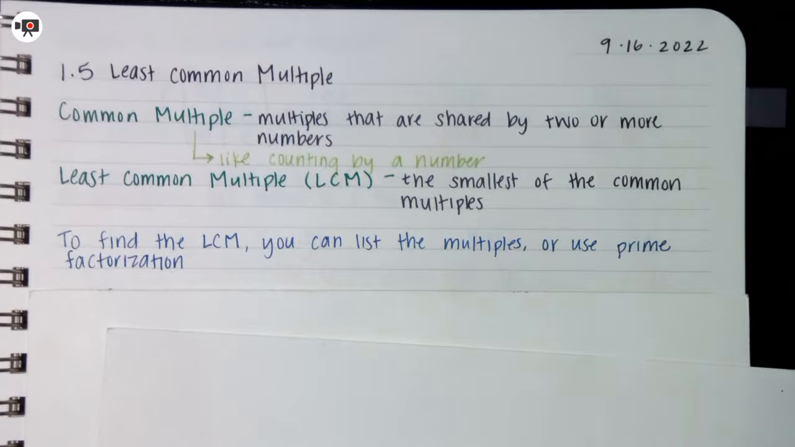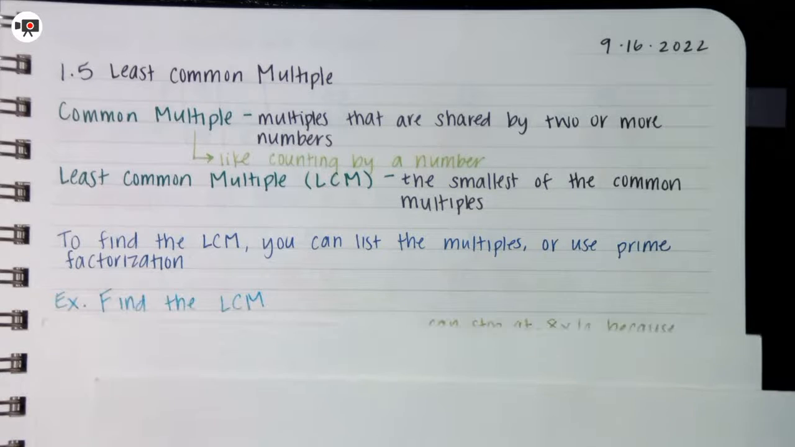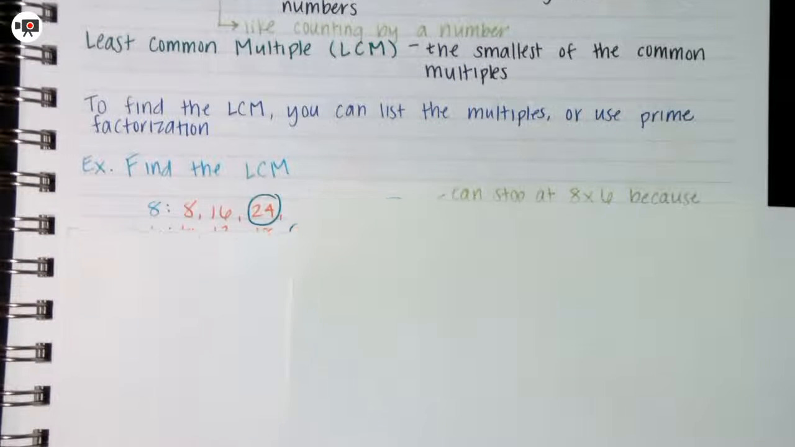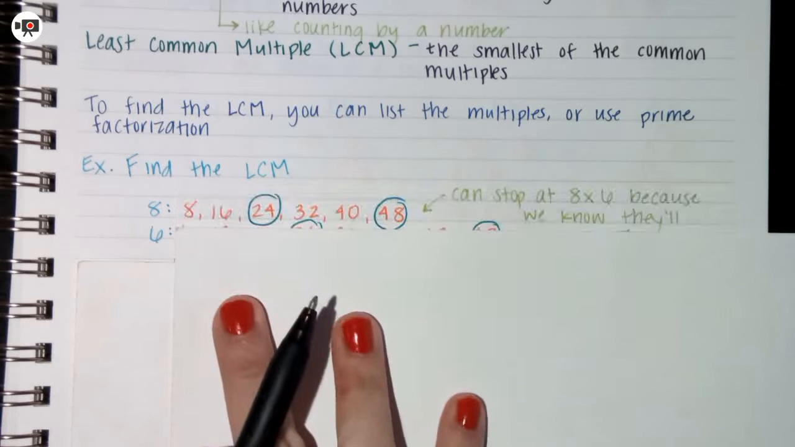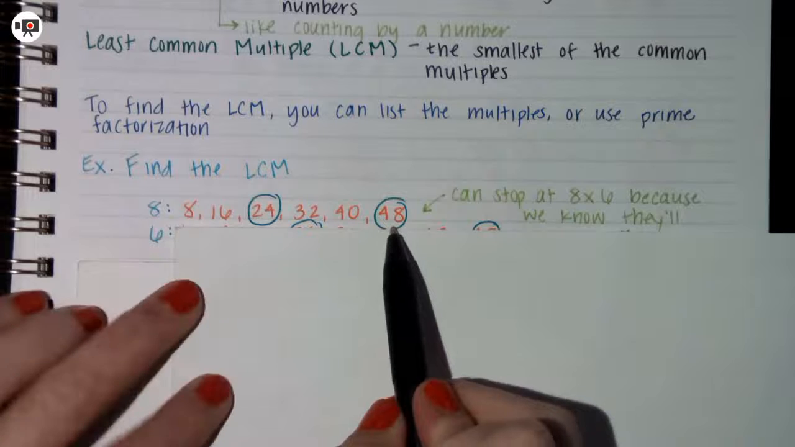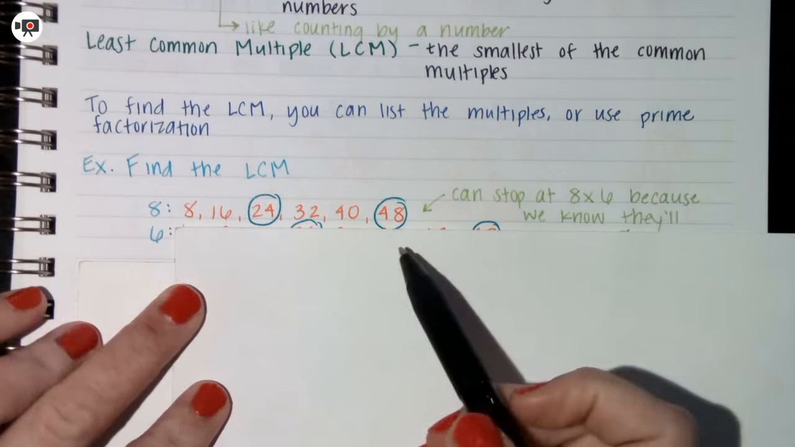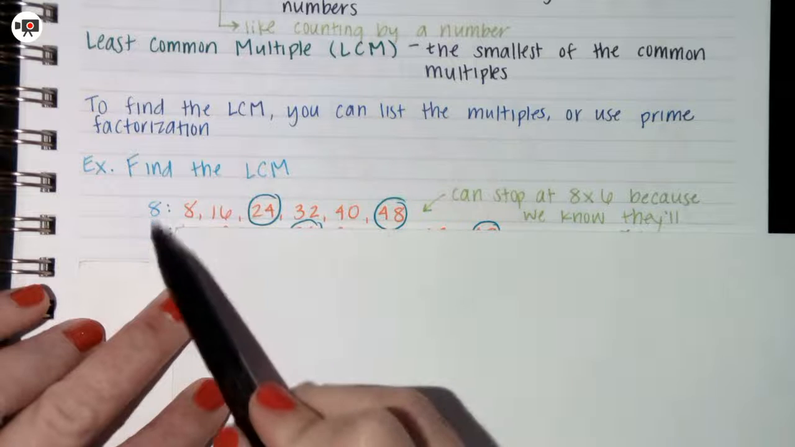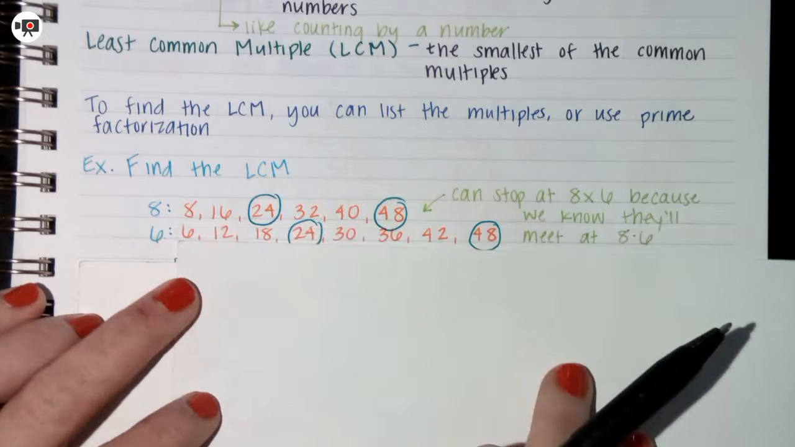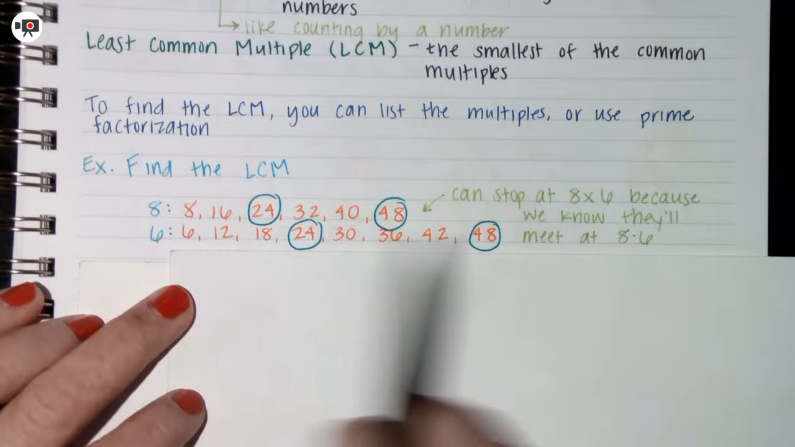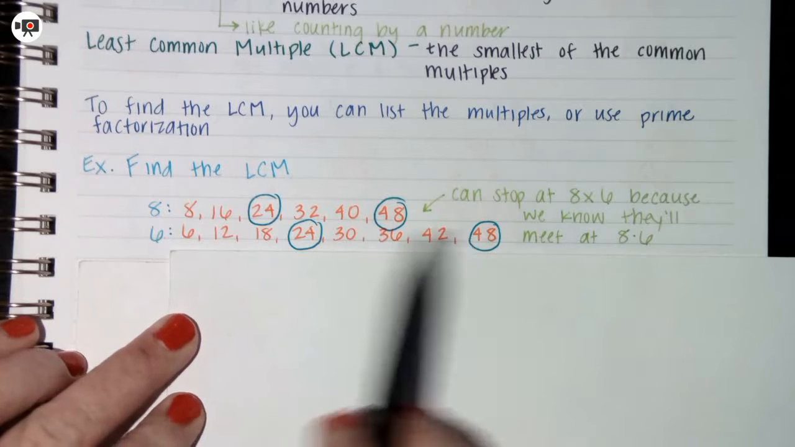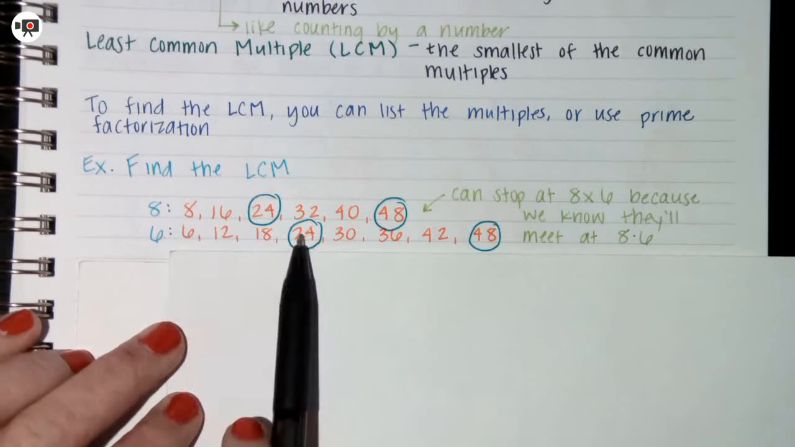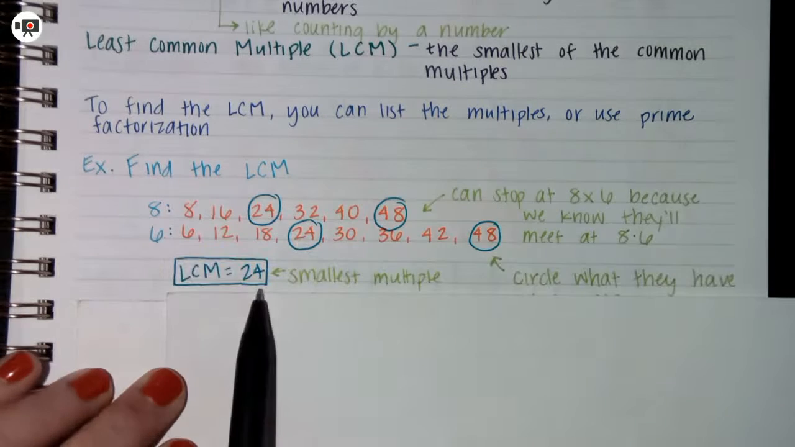So to find the LCM, you can list the multiples or you can use prime factorization. If we're going to list the multiples, let's do that first. So we're going to find the LCM between 8 and 6. To list the multiples, I'm going to count by 8s, and I'm going to stop here at 48 because we know for sure that they're going to have a match at 8 times 6. Now in listing all the way to 8 times 6 for counting by 6s, I know I can stop there. Now I'm looking to see which is the smallest match they have, and that is 24.